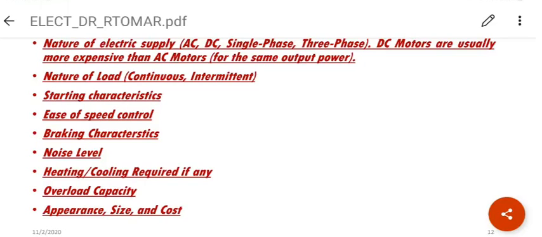And of course, the biggest factor is cost. Industry runs keeping cost in mind all the time, besides engineering aspects, of course. So these are the questions you'll ask.